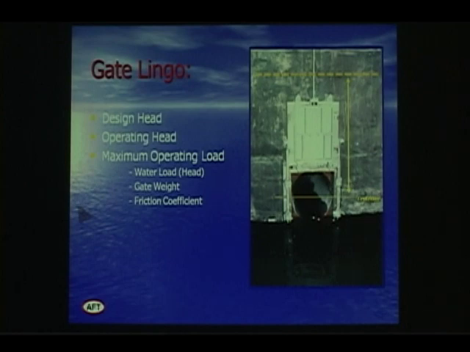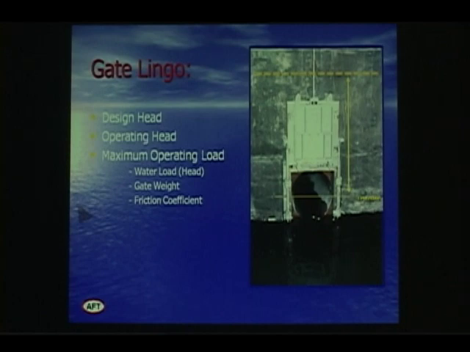Your maximum operating load takes that operating head into consideration. It calculates what the load is that's going to be exerted, plus the weight of the gate, plus the friction that is working between the gate and the frame. We add all that up, and that's going to determine how much force is needed to lift or to lower this gate.